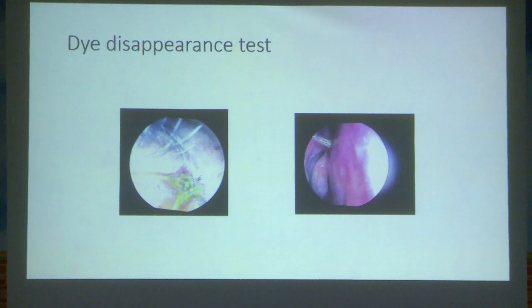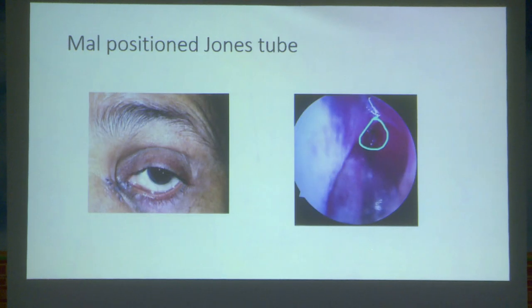And this is the dye disappearance test of the same patient. Similarly, this patient had recurrent tube erosions. We didn't have access to an endoscopic console at that time, and we were wondering why her Jones tube was getting extruded every time. Finally, when I was confident in endoscopic procedures, I discovered that my tube was wrongly placed. It was hitting the septum, and that's why it was getting extruded.